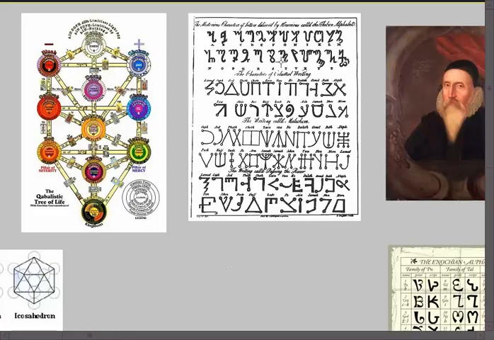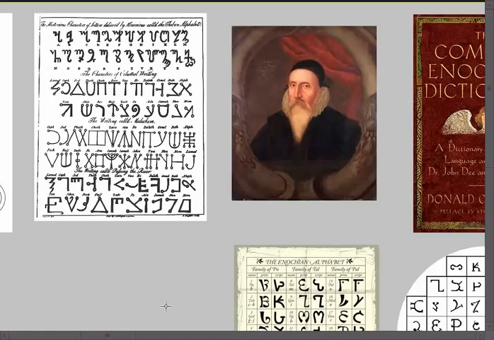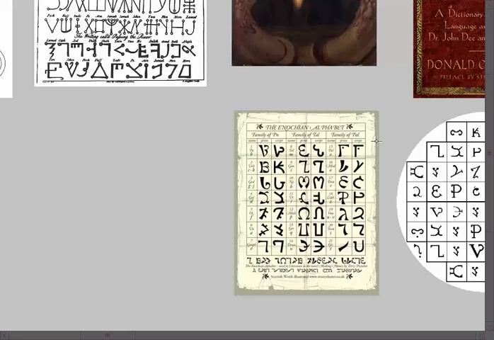These are called angelic scripts, by the way. The Malachim alphabets. Here we have a picture of John Dee from the 1500s. An English mathematician, astronomer, astrologer, occult philosopher, and imperialist, an advisor to Queen Elizabeth I, who devoted much of his life to the study of alchemy, divination, and the Hermetic philosophy. He developed the Enochian alphabet.